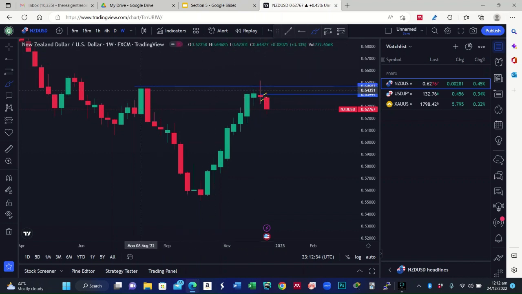Once you know that the trend has changed on the higher time frame, then you work your way down the time frames to know how you can enter and take opportunity. So let's go to the next time frame, which is the daily time frame.